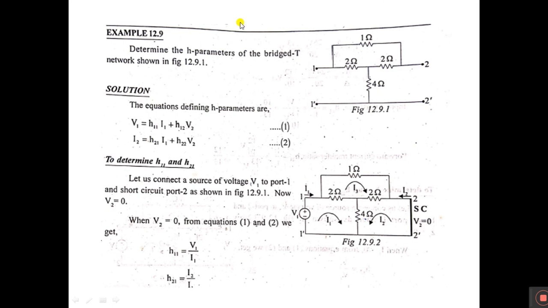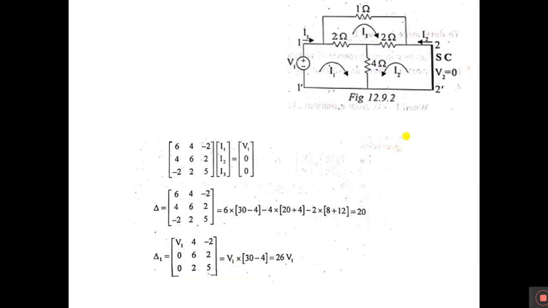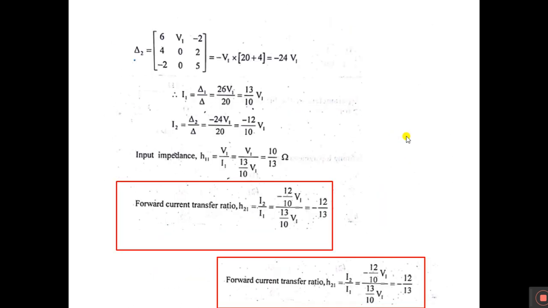Similarly, the next problem is also the H parameter of a bridged T network. You can follow this same method, or as usual our second method. You convert this delta into star, then you can get the same answers. No need to apply V1 with the input terminal short-circuiting V2. Anyway, we are going to apply I2 equal to 0, V2 equal to 0 in the equation also. You will get the same answer. So whichever method is convenient for you, method 1 or method 2, you can proceed. This we discussed in yesterday's class. Apply the same concept here, try to find the answer.